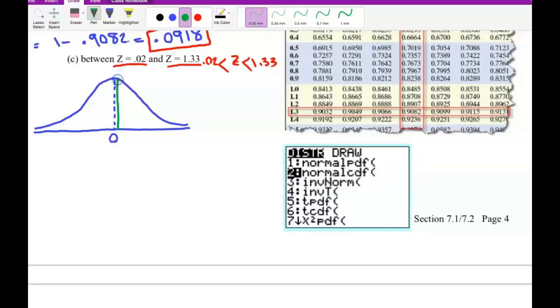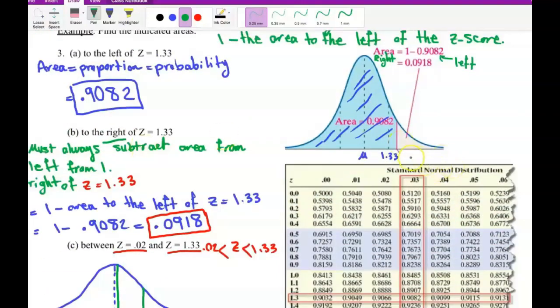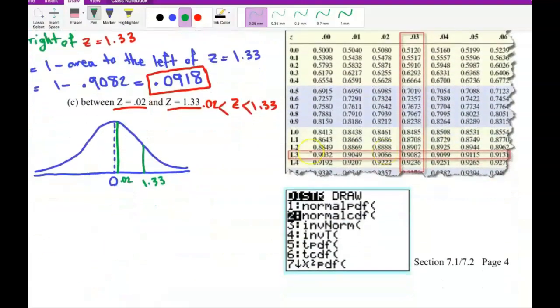So here is 0.02, up to 1.33. I'm not sure exactly where that is, but I'm working based on what we had on this board. So I'll consider that that line is here on this board. Now we want to find the area in between, the area for this part.